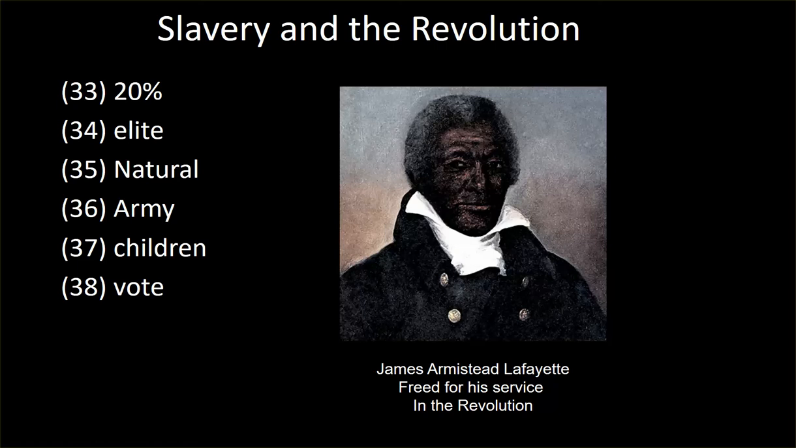The Revolution inspired widespread hope among slaves, but they had a lot of hurdles that they had to jump over. There were just a lot of roadblocks in the way.